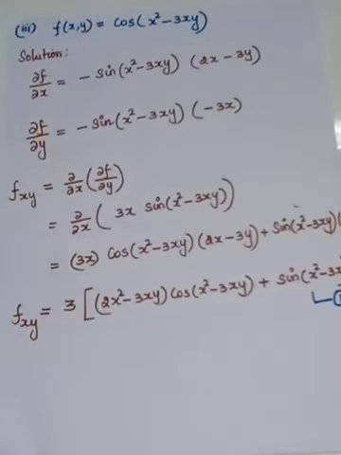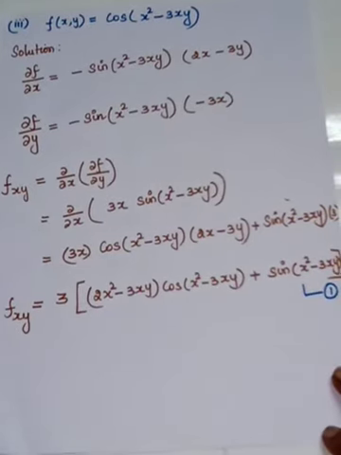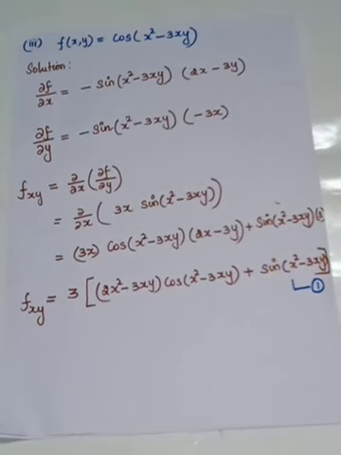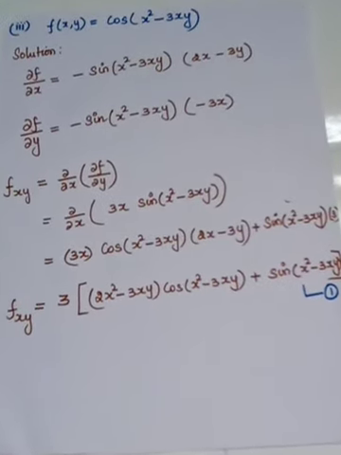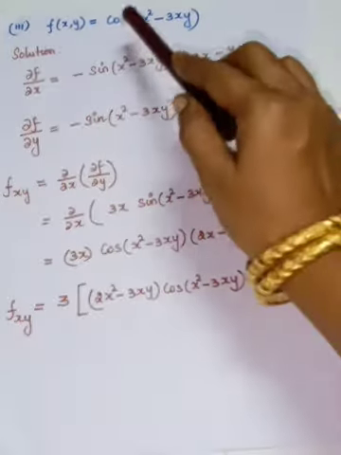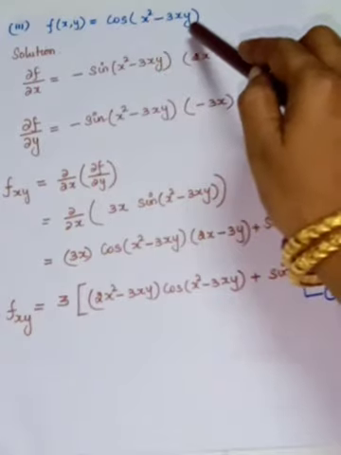Okay, come to the third subdivision. You see that in the third subdivision you are having f of x comma y equal to cos of x squared minus 3xy. So first, what you have to find? ∂f/∂x. It is cos of x squared minus 3xy.